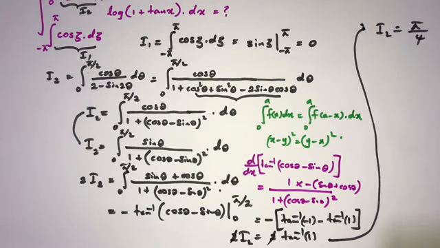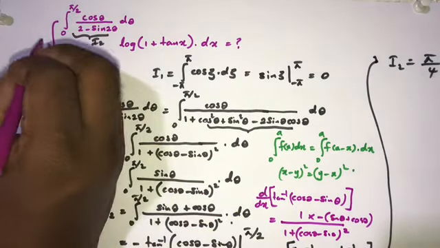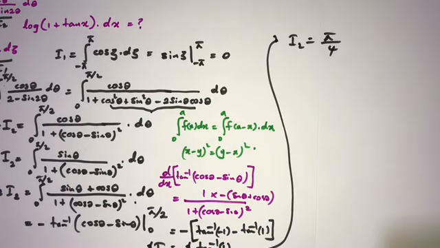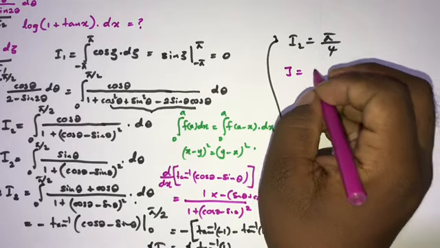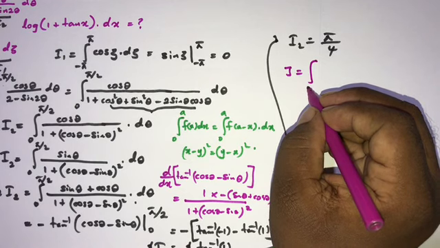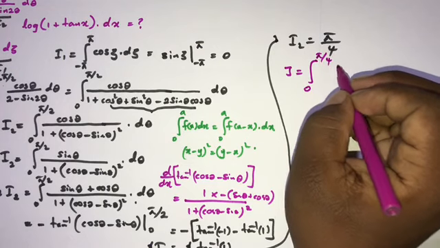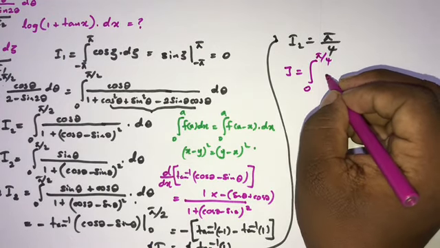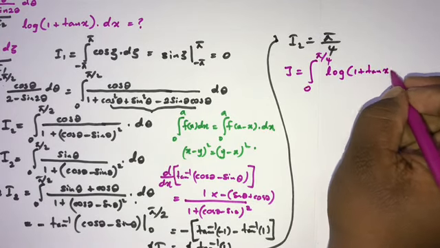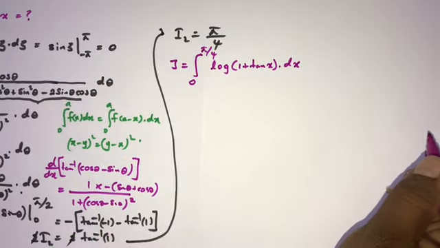Okay, now we can write our main integral. If we take this is equal to J, now we can write, J is equal to the integral from, here we know I1 is equal to 0, here I2 is equal to π over 4, and here natural log of 1 plus tan of x dx.